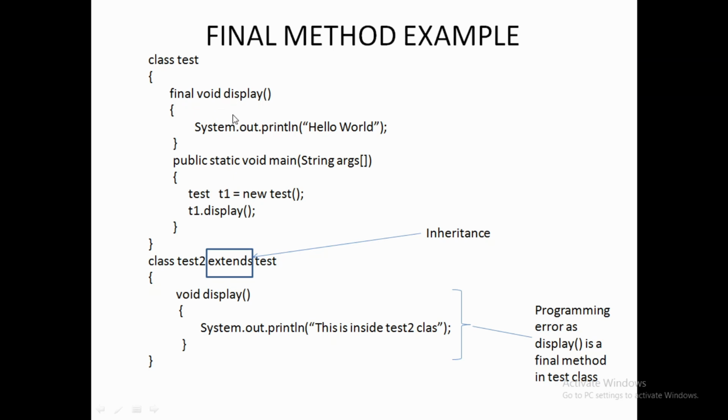You can recall from my previous video that when inheritance occurs, the class which derives some property from another class is known as the derived class. Here test2 is a derived class, and the class from which the properties are derived is known as the base class. Here test is the base class.